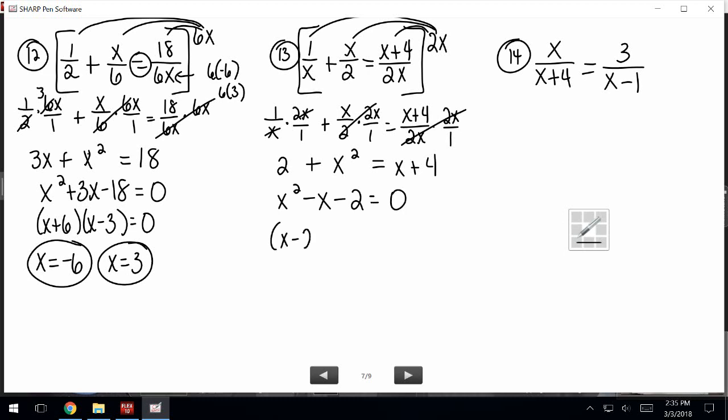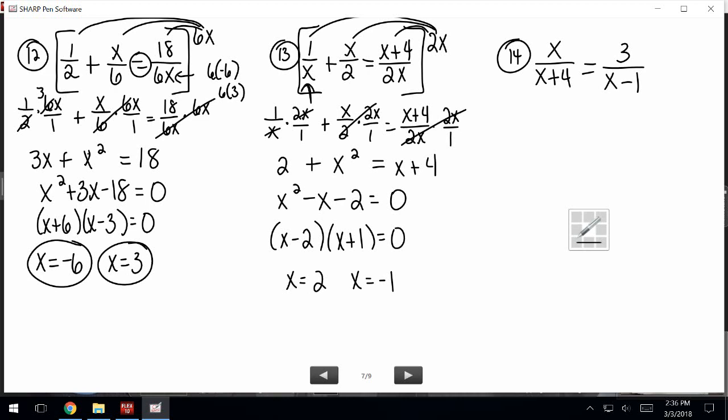And then we're going to factor that as negative 2 and positive 1. And so x is 2 and x is negative 1. All right, so there's two places we could plug it in. We could plug them in here. Well, if I plug in 2, it's fine. If I plug in negative 1, it's fine.